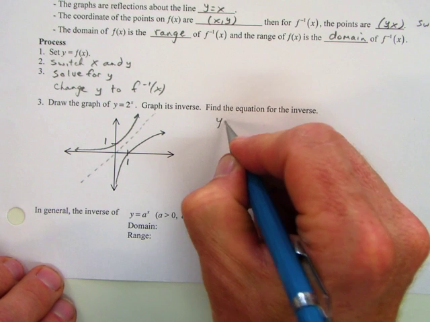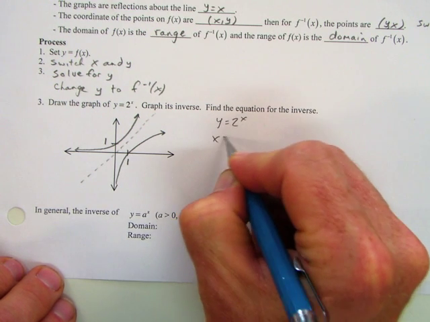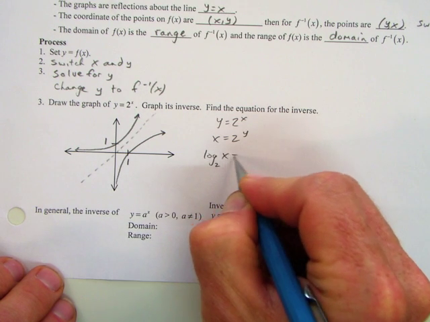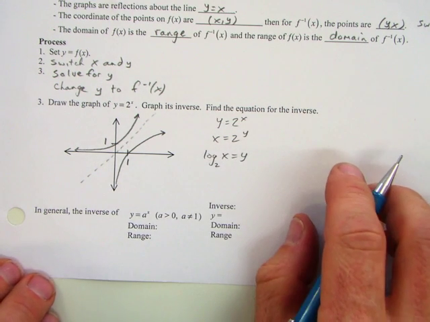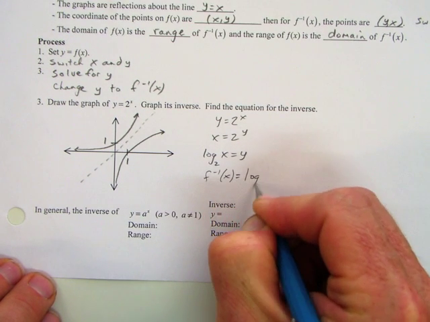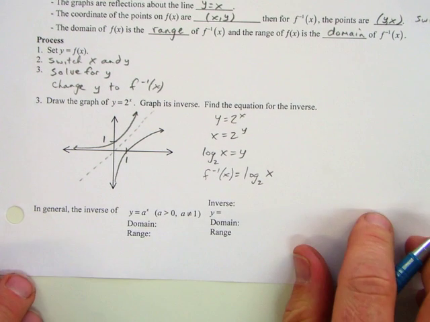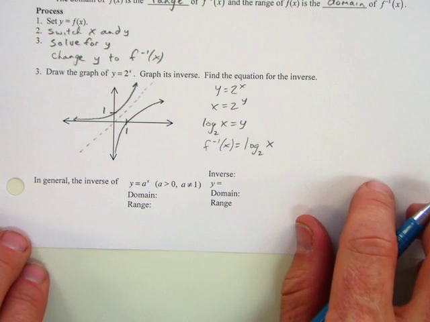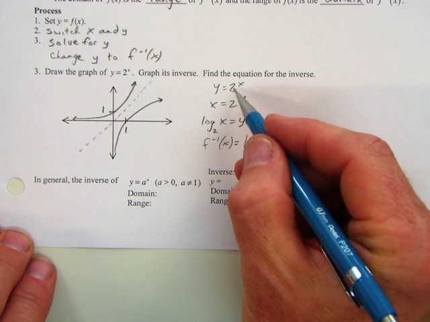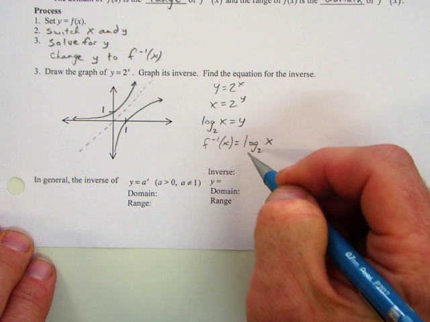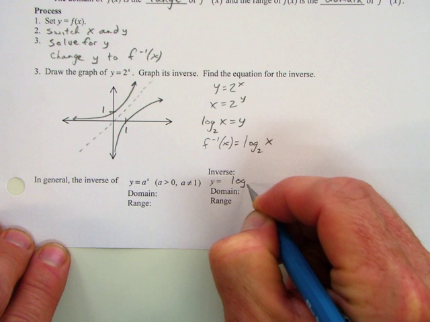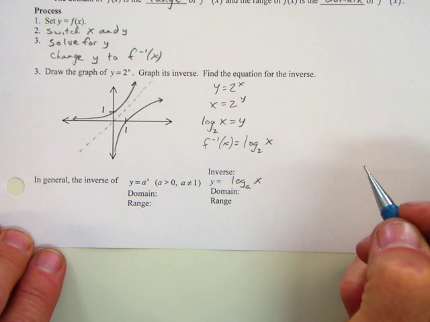Find the equation of the inverse. We start with y equals 2 to the x, switch x and y. We have x equals 2 to the y. So it is log base 2 of x equals y. Then we'll say f inverse of x equals log base 2 of x. In general, for the inverse of y equals a to the x, the only thing that changes is that instead of a 2 in all these places, we would have a. So our inverse would be log base a of x.